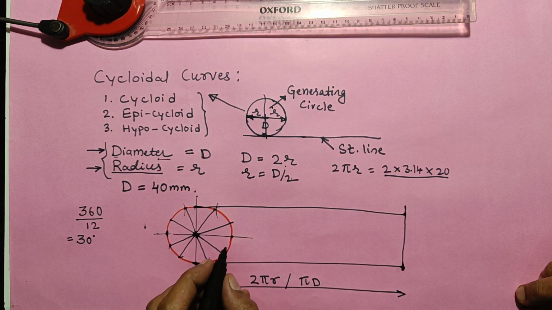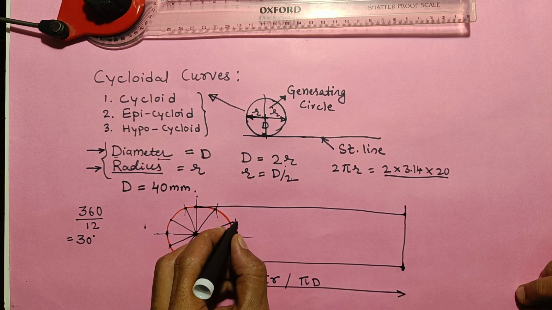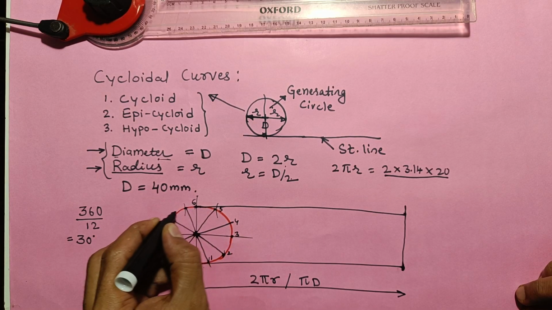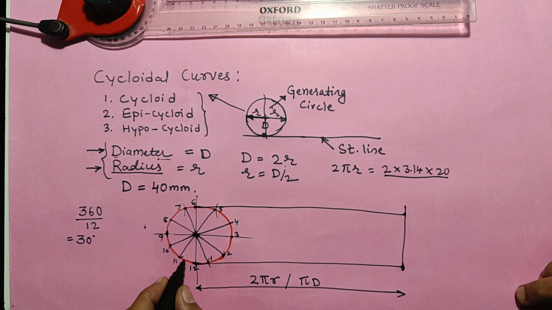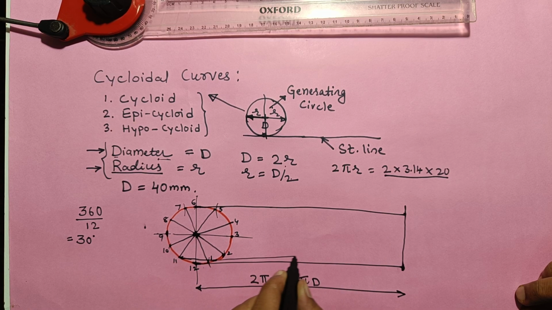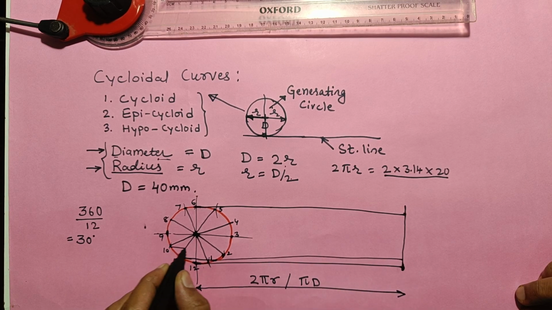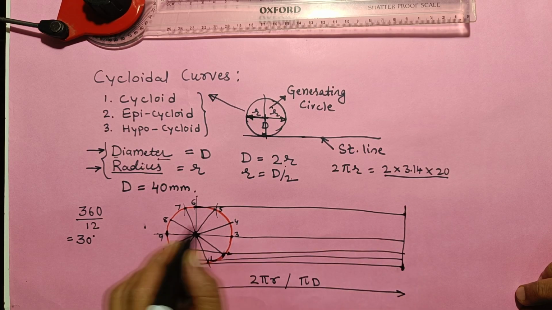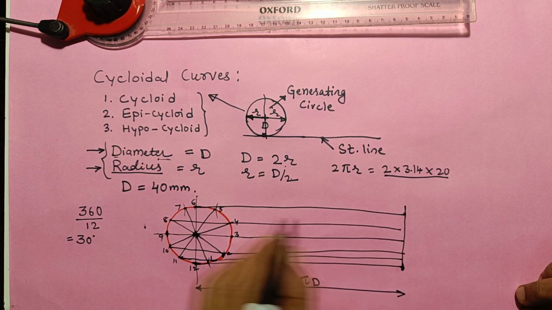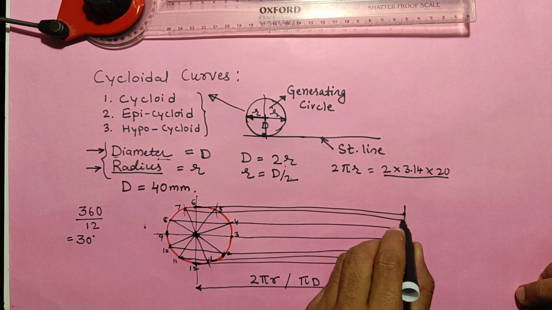Now mention the numbering, like say this is 1, 2, 3, 4, 5, 6, 7, 8, 9, 10, 11, and last point will be 12. Now what happened here? 1, 7, 12, both lie on the same straight line. That again you can extend till this point. 10, 2 on the same line, 9, 3 on the same line, 8, 4 on the same line, 7, 5 on the same line, right?